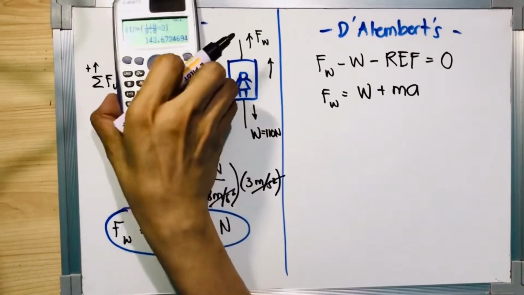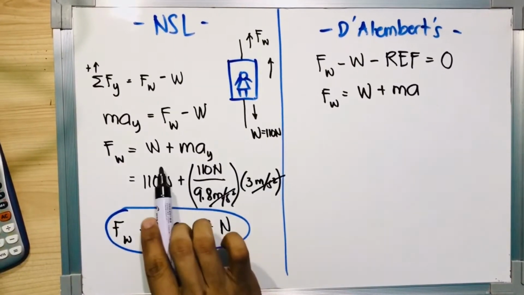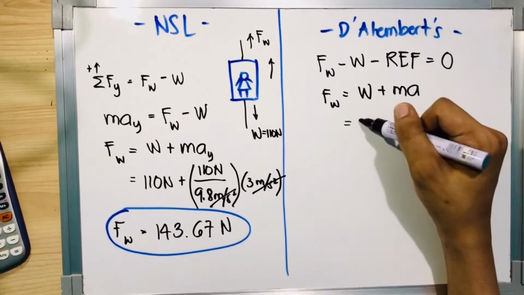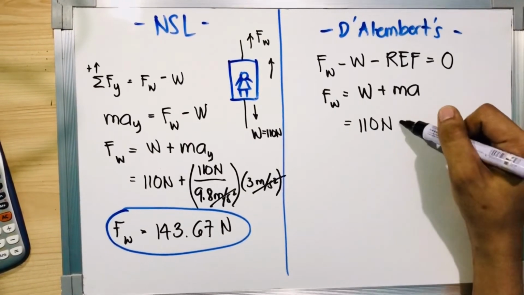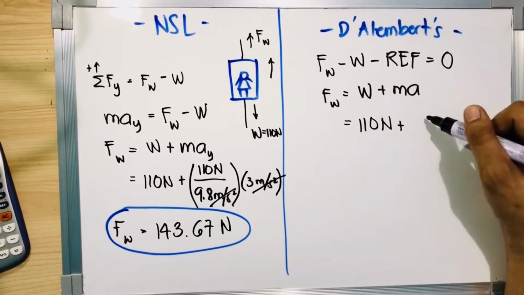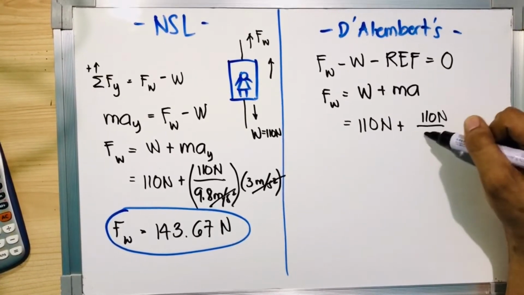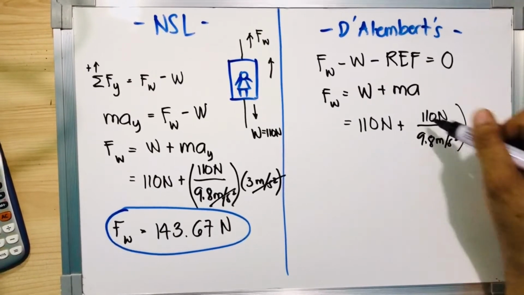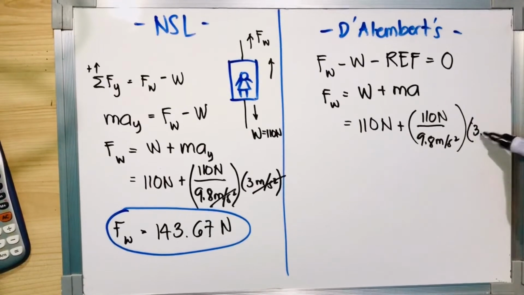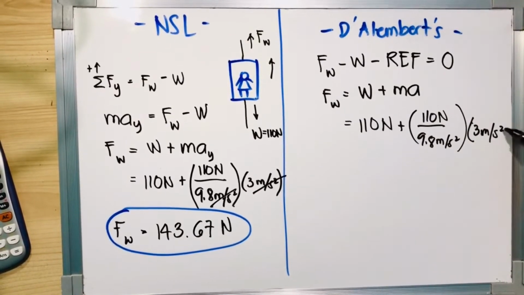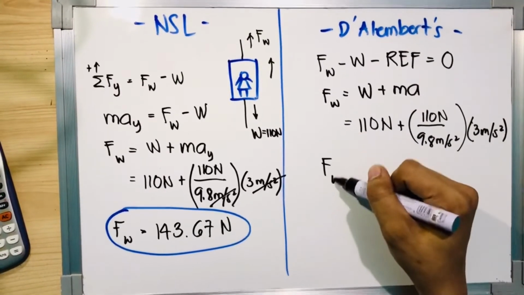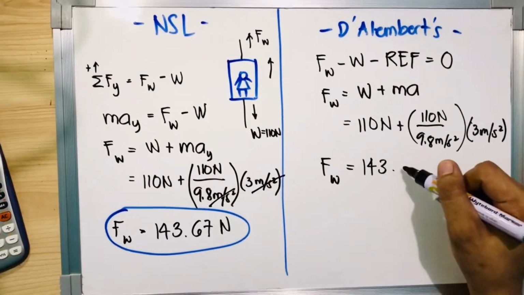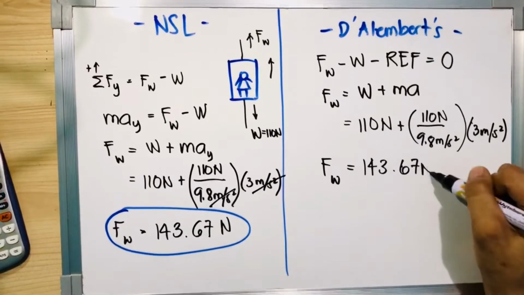So, kung titingnan natin, weight, tapos mass times acceleration, parehas na parehas lang yung format. That's 110 newtons plus mass computation, that's still the same, 110 newtons divided by 9.8 meters per second squared multiplied by the acceleration, which is 3 meters per second squared. Siyempre, hindi na natin i-compute using our calculator. It should be the same, 143.67 newtons.